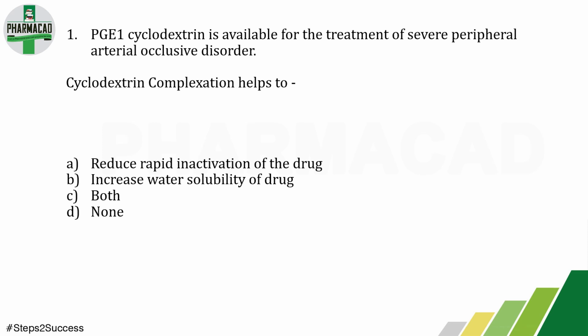The first question says that PGE1 cyclodextrin is available for the treatment of severe peripheral arterial occlusive disorder. So in this case, the cyclodextrin complexation helps to do what? Reduce rapid inactivation of the drug, increase water solubility of drug, both A or B, and the last option says none. So let's look at the solution.